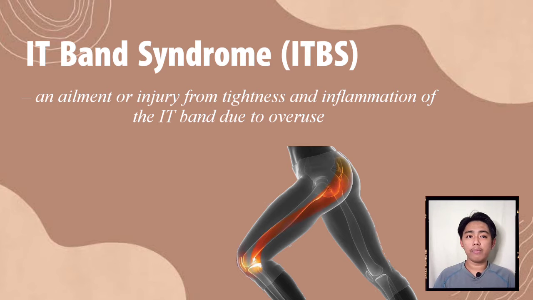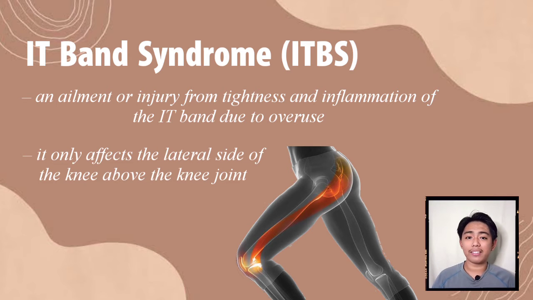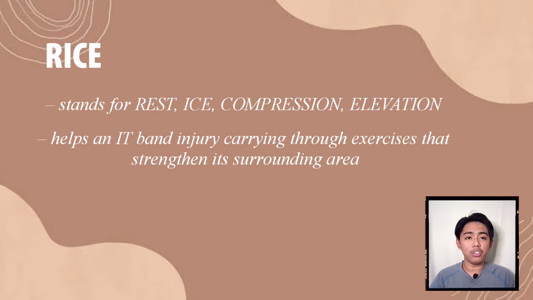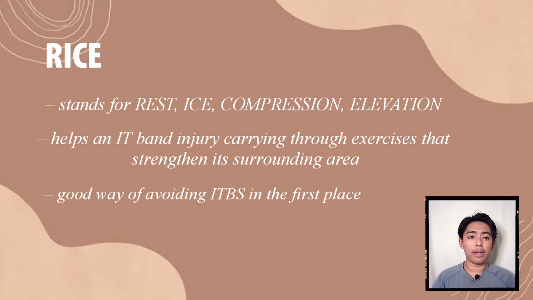This ailment in the iliotibial band is what we call the ITBS or the iliotibial band syndrome, and it only affects the lateral side of the knee, just above the knee joint. While the RICE, which stands for rest, ice, compression, and elevation, will help an iliotibial band injury, carrying out exercises that strengthen the surrounding area is also a good way of avoiding the ITBS in the first place.